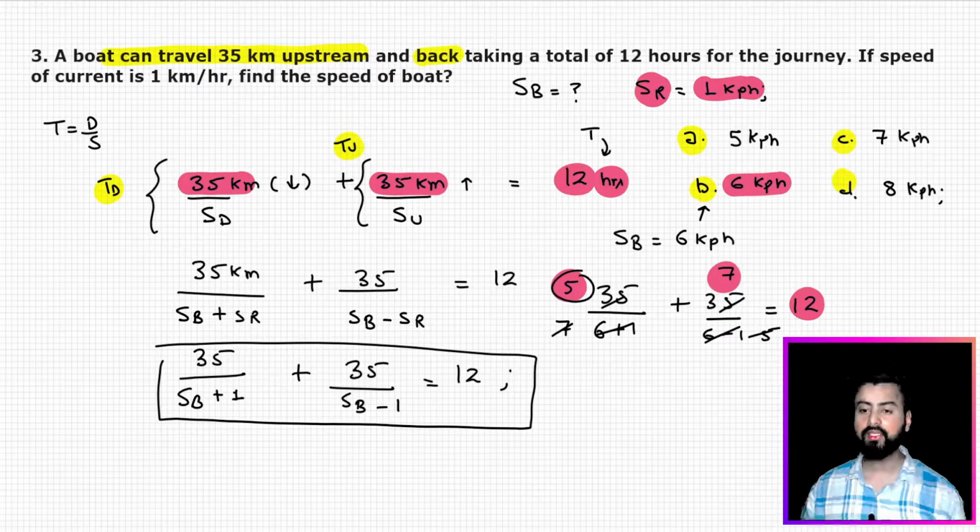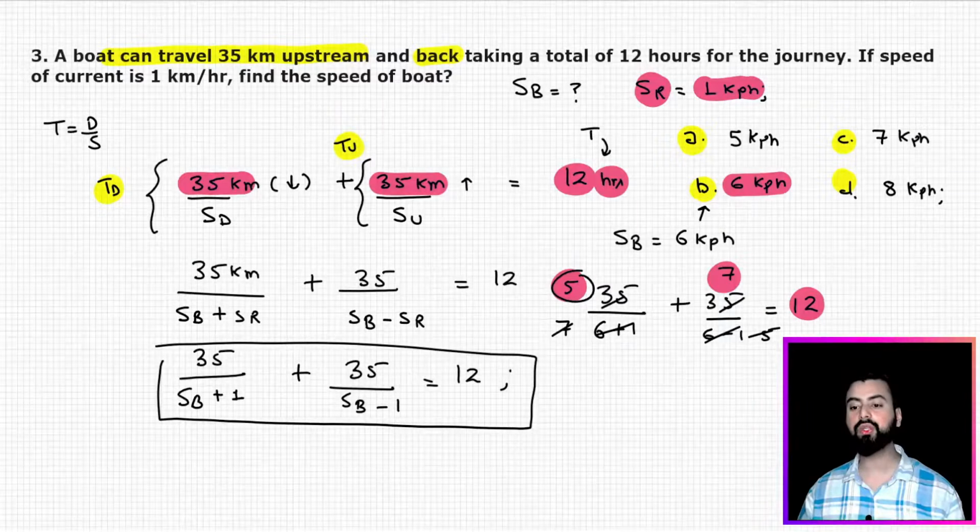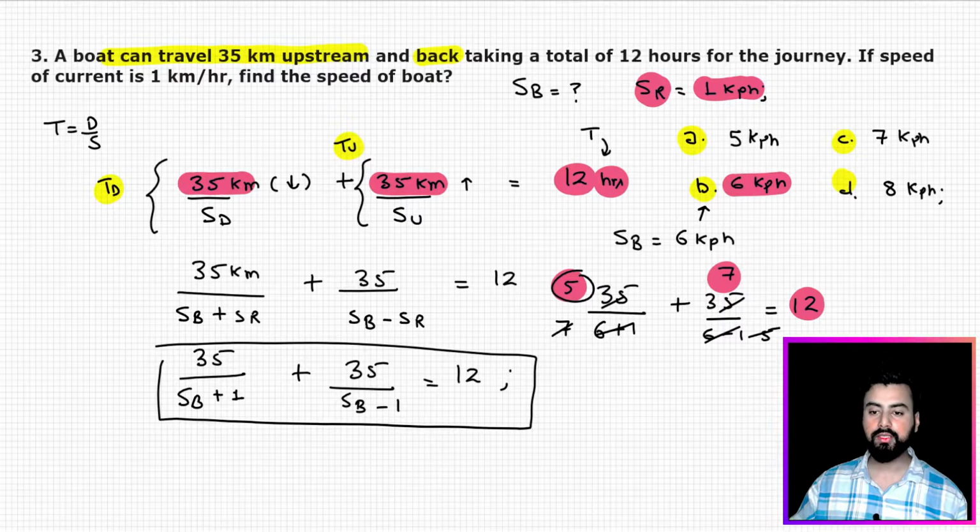Now some of you are thinking, sir, what if the other option satisfies the equation too? It can never happen. You can cross verify. See, if I assume this as my answer, I'm assuming speed of boat as 5 kilometer per hour.